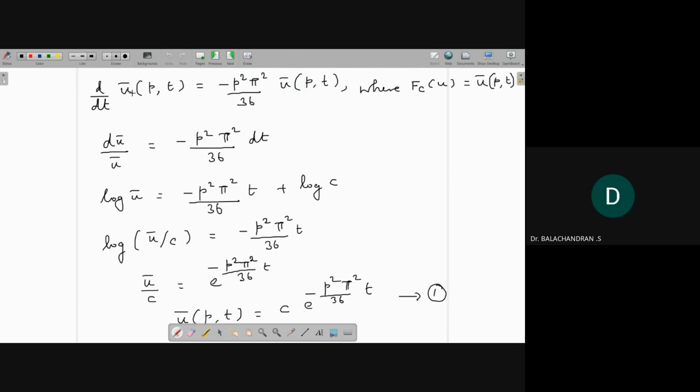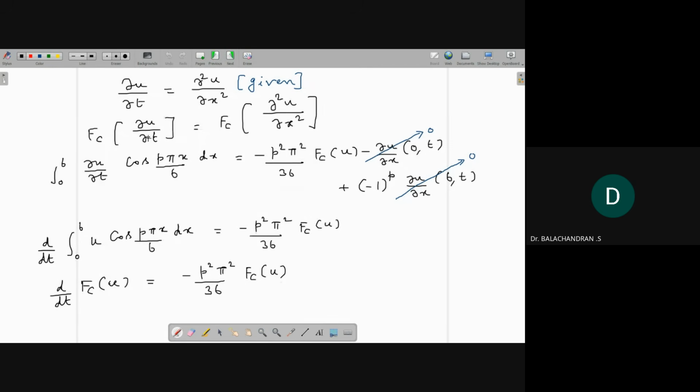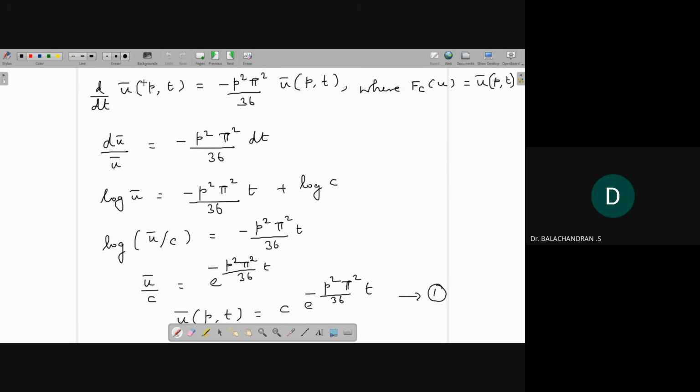So in the previous step, d/dt, instead of F_c of u, I write ū(p, t). Somebody will write ū_c because it is a cosine transform, to denote the cosine transform. Okay, I'll write only ū(p, t).